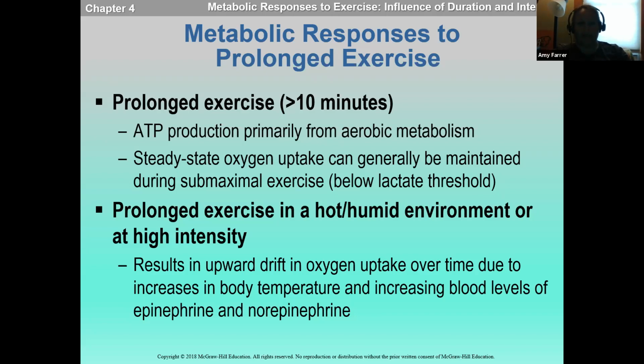So we're going to see that upward drift in oxygen uptake over time because of the increase in blood temperature and increasing circulation of epinephrine and norepinephrine. So just recognize that prolonged exercise in a hot, humid environment or something at a much higher intensity is going to challenge the ability to maintain that steady state.